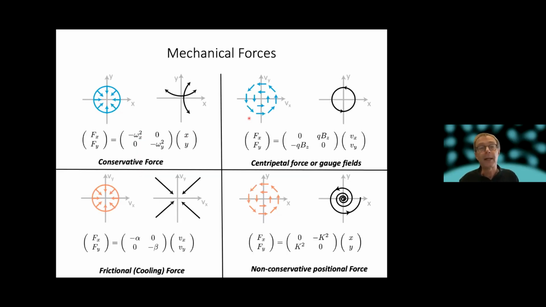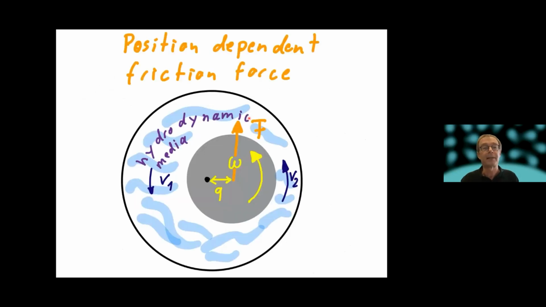And one can associate that with mechanical forces. That is the last slide I will talk about, the mechanical analogon to what we've seen here. So imagine you have a shaft, that's this outer circle, filled with a hydrodynamic medium. And now you have a disk which is rotating.